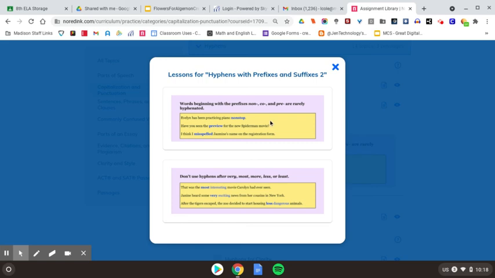Words beginning with the prefix non, co, and pre are rarely hyphenated. See what they did there with that daggone rarely? So I'm actually going to write down on a piece of paper for my own memory, non, co, and pre. That way I remember. Don't use hyphens after very, most, more, less, or least. That was the most interesting movie. Very exciting news, less dangerous animals. I'm going to also write those down so that I have that right next to me. So while I'm doing this, I can just look at my notes. More, less, least. All right, let's see if we can tackle this guy.